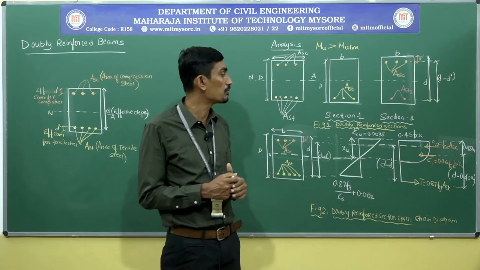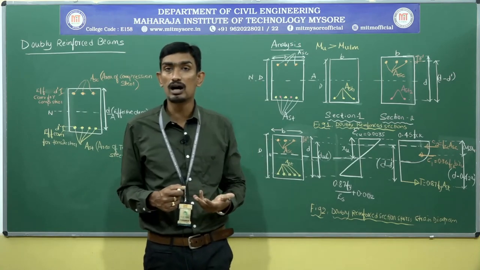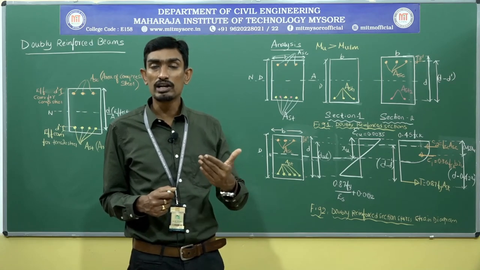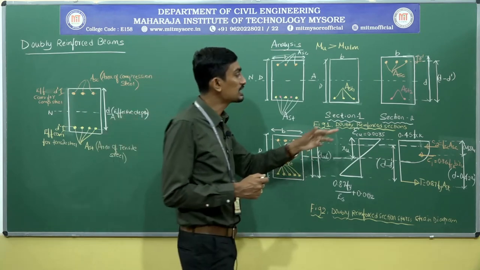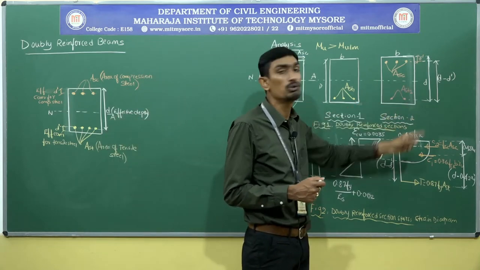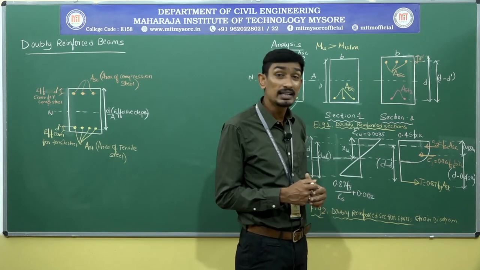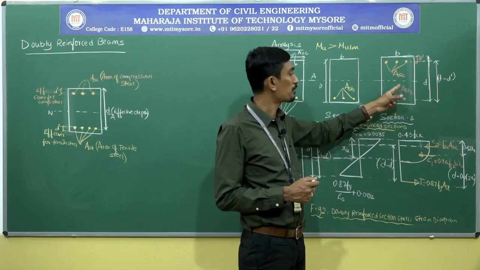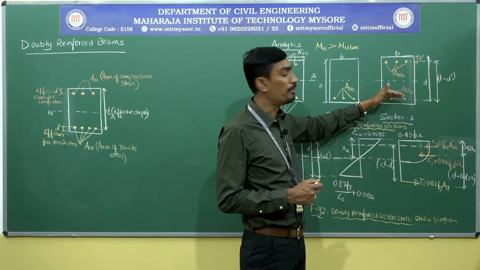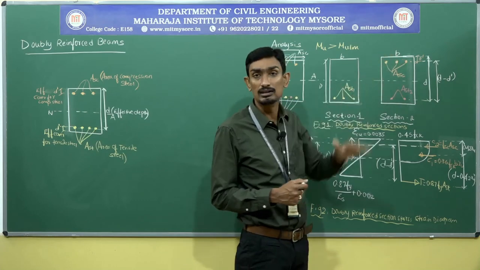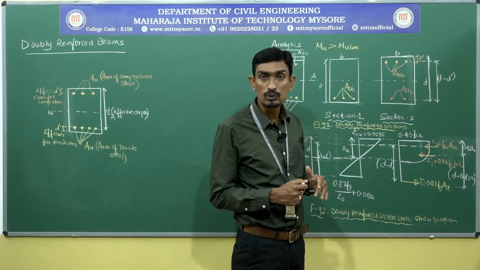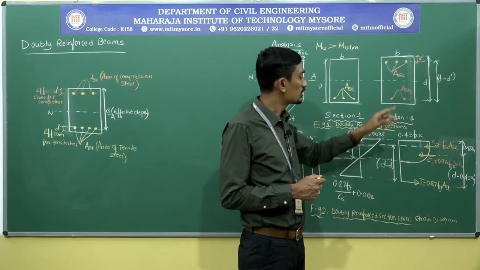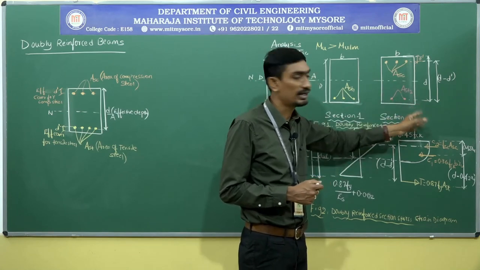Next, this AST2 will also be provided. Why am I going to denote that as AST2? Because I am going to provide additional steel. That additional steel will be called AST2. So why is this AST2 provided? This additional steel is provided in the tension zone to balance the compression steel. That's why this AST2 has been provided.